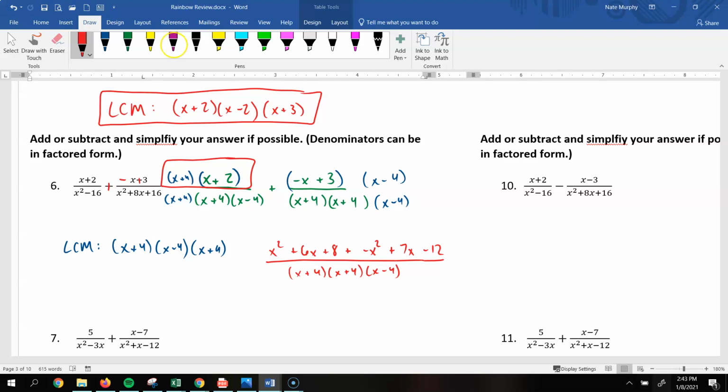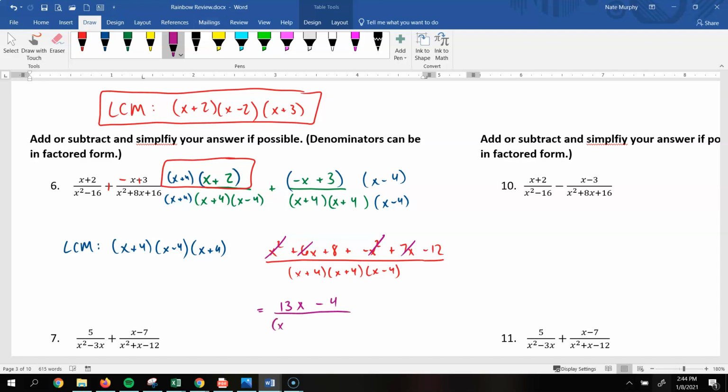Okay, so now we're going to simplify that numerator. That's my next step. So when I simplify the numerator, I notice that x squared minus x squared is 0. That cancels out. 6x plus 7x would be 13x. So I'm done with those. And 8 minus 12 is negative 4. So we'd have 13x minus 4 in the numerator.